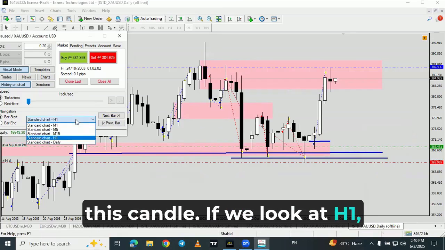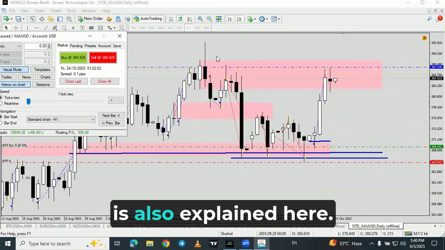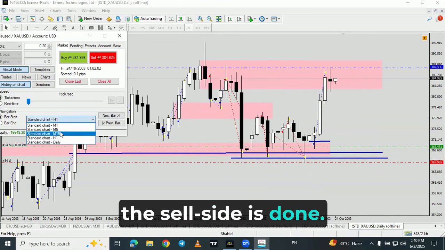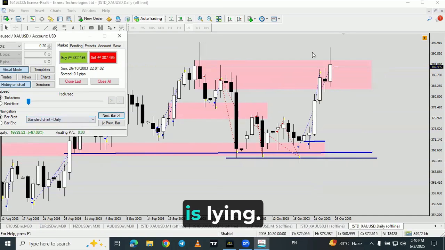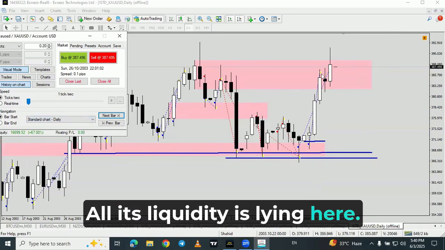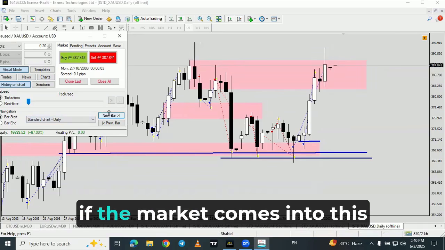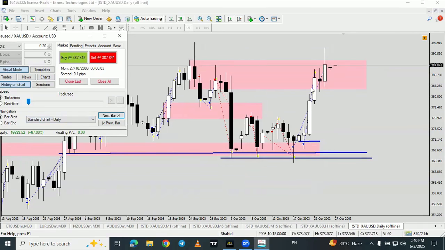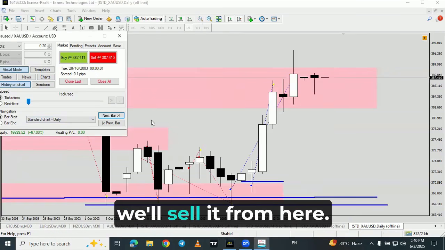If we look at H1, the story of our structure is also explained here. The buy side is done and here the sell side is done. And see where the liquidity is lying. All its liquidity is lying here. If we go to the candles, if the market comes into this zone, we'll sell it. All its liquidity is lying here. If the market stops it, we'll sell it from here.